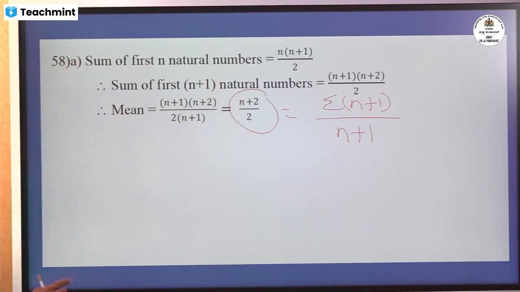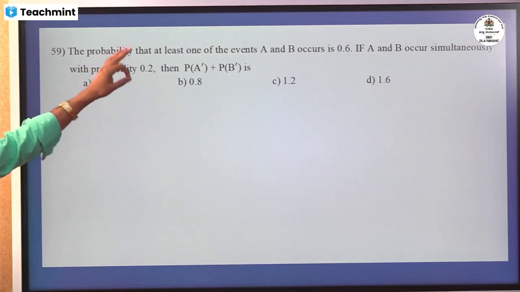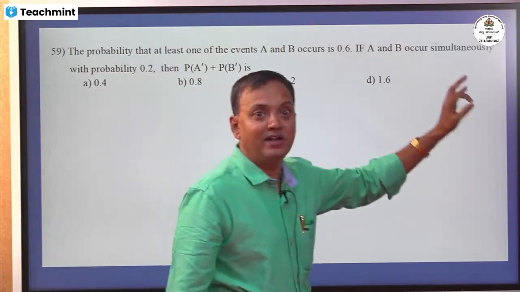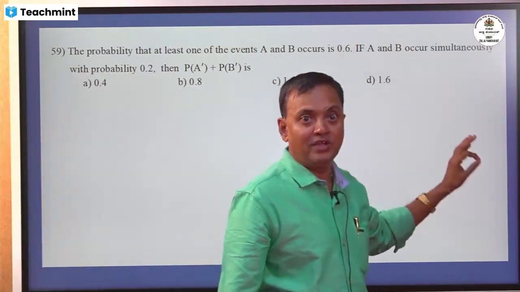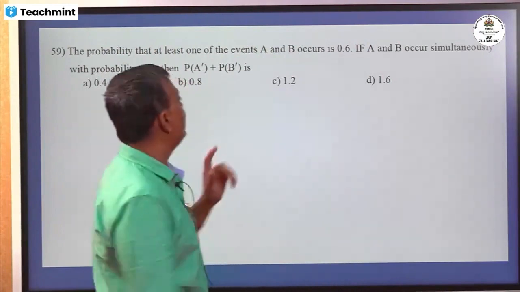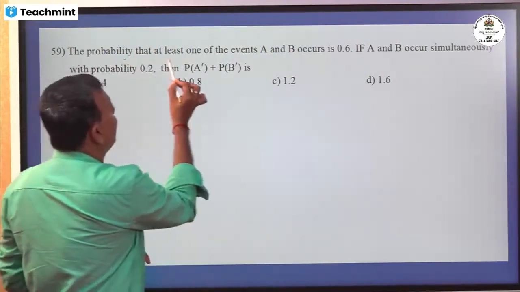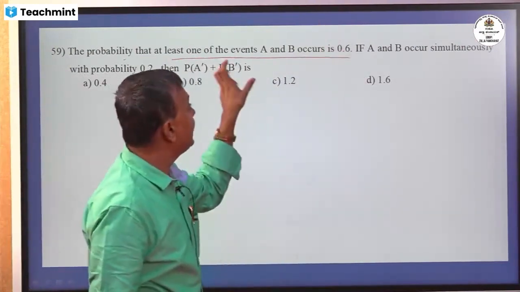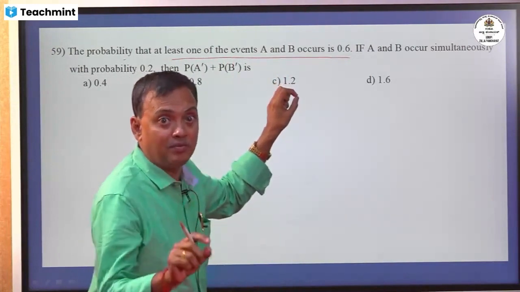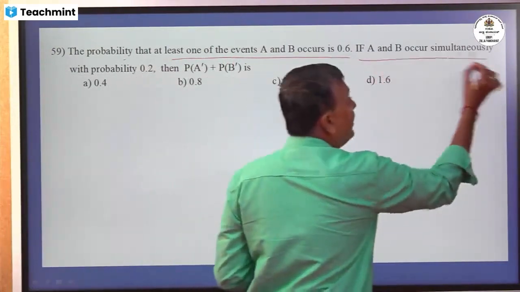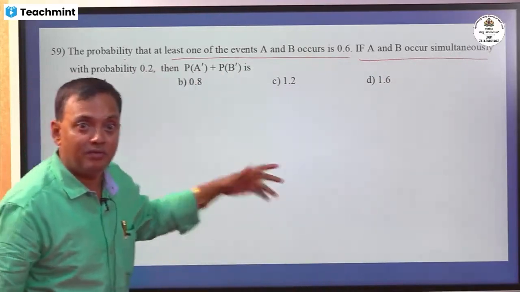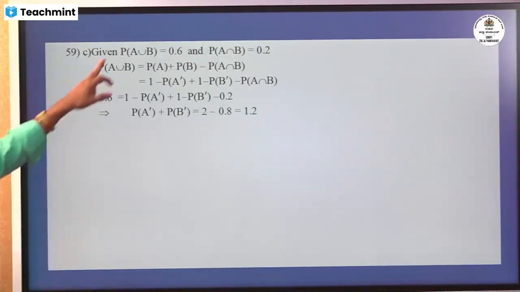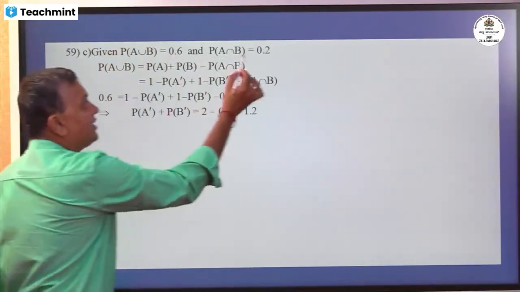So A. Next question. The probability that at least one of the events A and B occurs is 0.6. If A and B occur simultaneously with probability 0.2, then find P of A dash plus P of B dash. Here, the probability that at least one of the events A and B occurs is 0.6, that means A or B, A union B. A and B occur simultaneously means their intersection is given. So A union B is 0.6, A intersection B is 0.2.